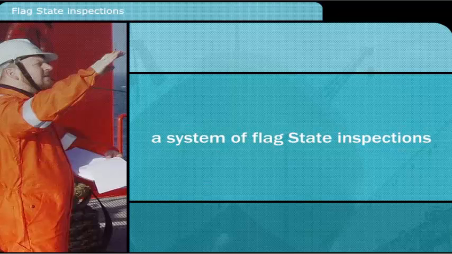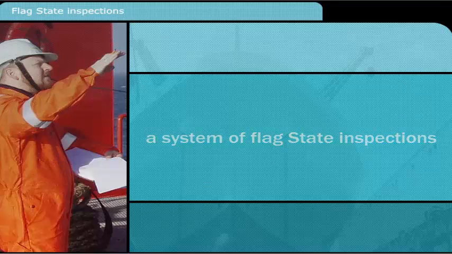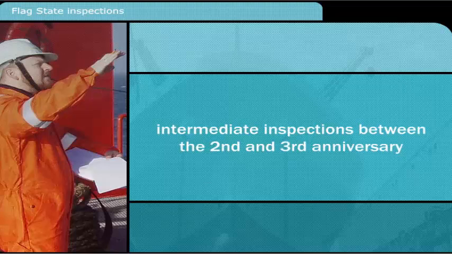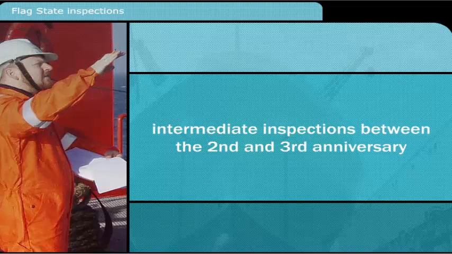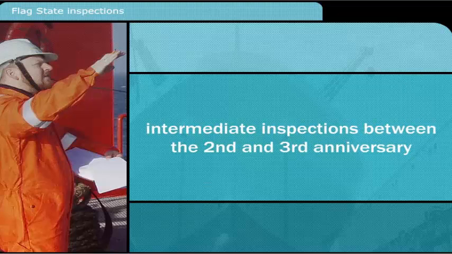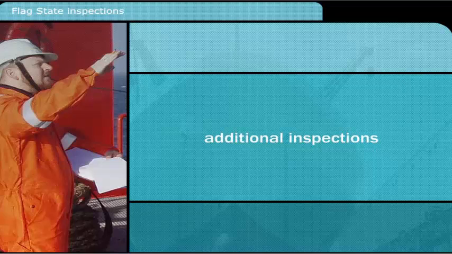The Maritime Labour Convention requires that member states have a system of flag state inspections in place to carry out inspections of vessels flying their flag. Flag state inspections will normally fall into 3 categories. Full-term inspections to confirm initial or ongoing compliance prior to issue or renewal of a Maritime Labour Certificate. Intermediate inspections carried out between the 2nd and 3rd anniversary of the issue of the Maritime Labour Certificate to ensure ongoing compliance. And additional inspections, which must be carried out when significant alterations or modifications are made to the vessel.